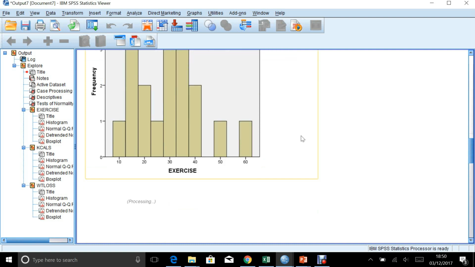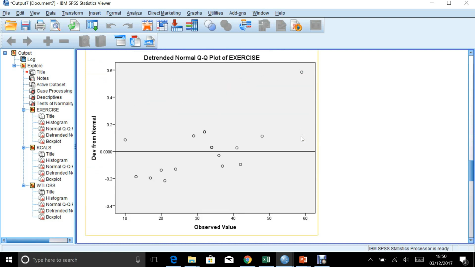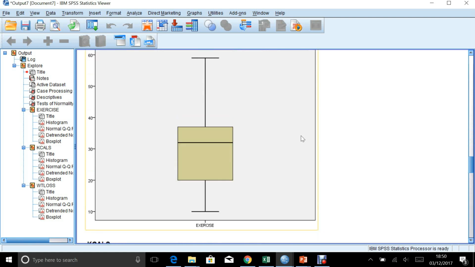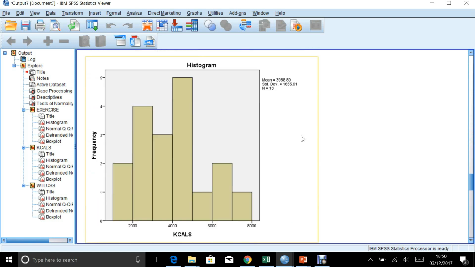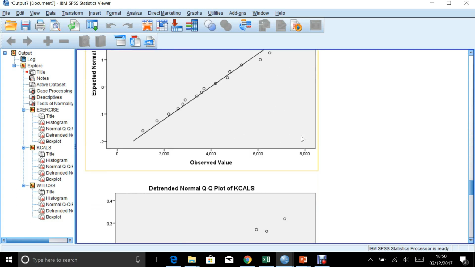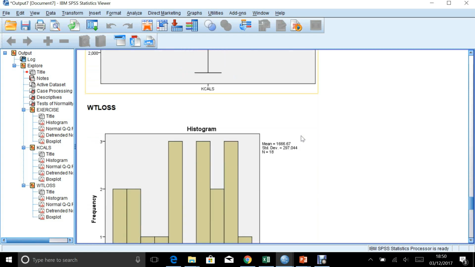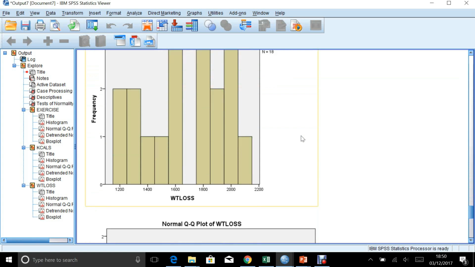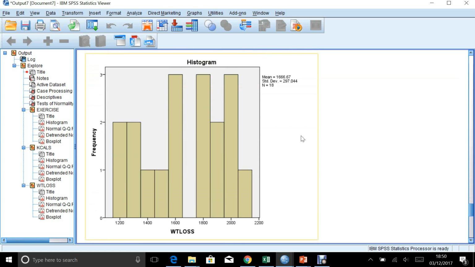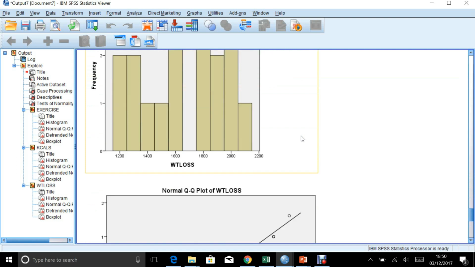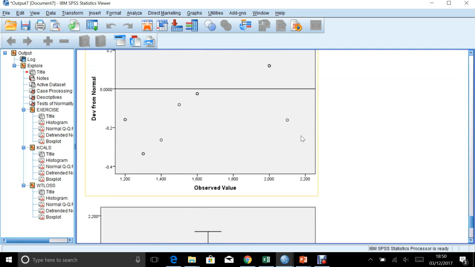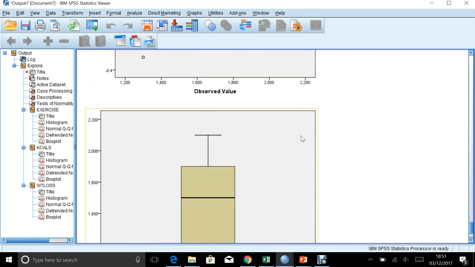You can see exercise looks pretty normal. We've no outliers. And food intake again looks quite normal. It does look a bit skewed actually, but the Kolmogorov-Smirnov table tells me it's normal, so I shall move on to the box plot. Again, we've no outliers in food intake, and here we have the weight loss data, which again is deemed to be normally distributed, so we're okay with that. And we'll just check for some outliers, and we don't have any outliers there.